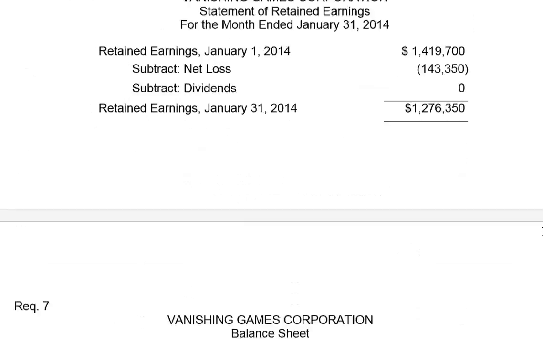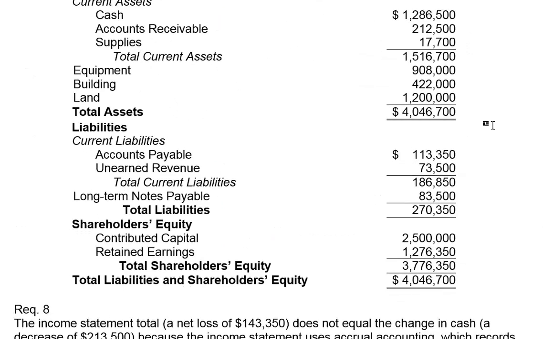So now what you'll notice here is that we have cash, receivables, and supplies to get our total assets, and we have equipment, building, and land. If we take all these balances here from our trial balance, we're going to get total assets of $4,046,700. We also have current liabilities, accounts payable, and unearned revenue that total $186,850. Don't forget, we also had a long-term note payable. That's a non-current liability, $83,500.